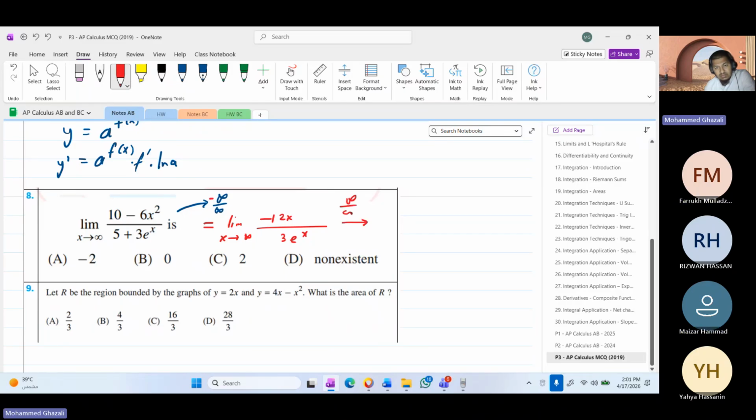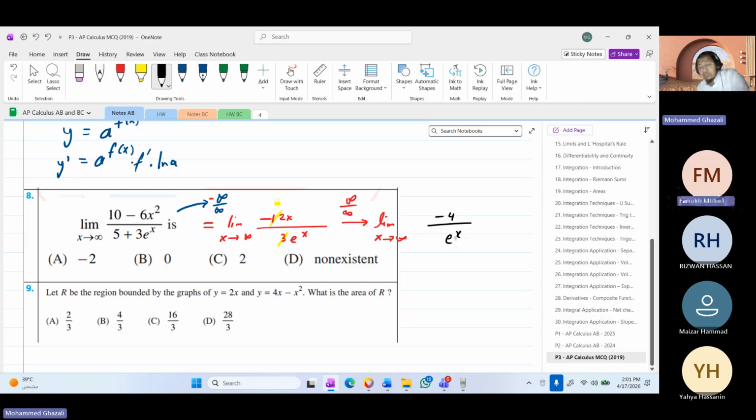So again, do L'Hopital's rule, limit as x approaches infinity. Remember 12 divided by 3 can be cancelled out. That's 4. If you don't cancel them out, it's fine. So we're getting negative 4 on top, and at the bottom, we're just getting e to the power x. Now I have a question. We're not getting infinity over infinity.